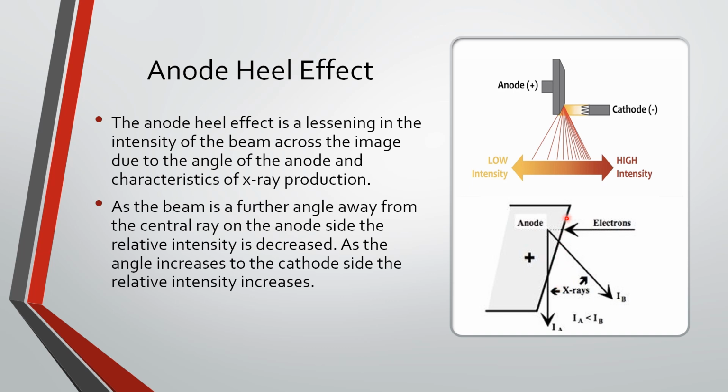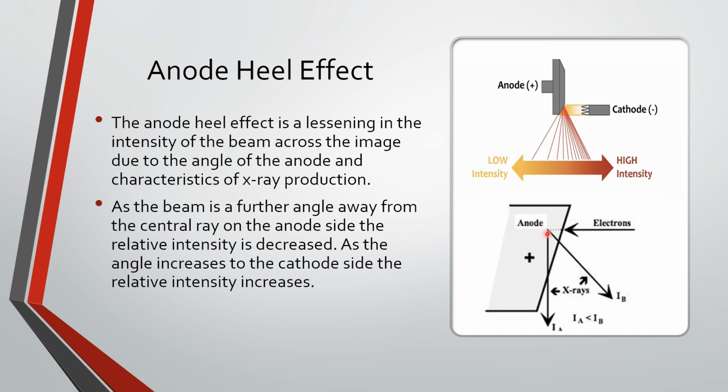Okay, so as the electrons hit the anode, hit the focal spot on the anode, their X-rays aren't created directly on the surface, okay? They penetrate slightly into the anode, and then the X-rays have to escape through there. So if they escape towards the cathode side, they have less material to go through, okay? They have less of the metal of the anode to go through to escape to make it as part of the primary beam.